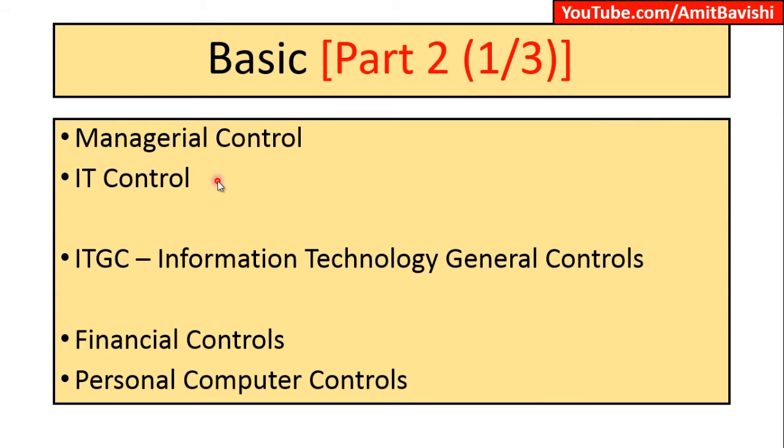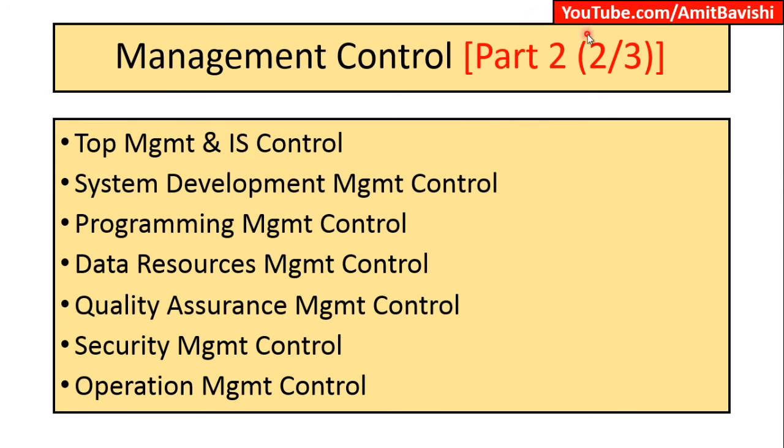Okay, so now I'm going to go over the topics of IT control and managerial control. So slide number 2 of part 2, management control. So top management and information system control, system development management control, programming management control, data resources management control, quality assurance management control, security management control, and operation management control. And generally operation also includes maintenance. Okay, so operation and maintenance control. You can read that flow. It will help you to remember.